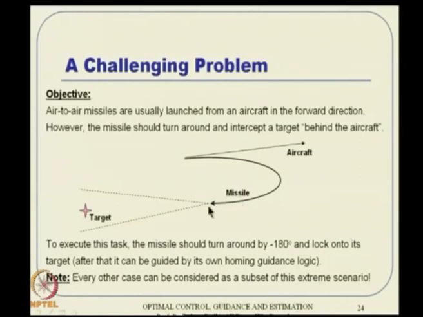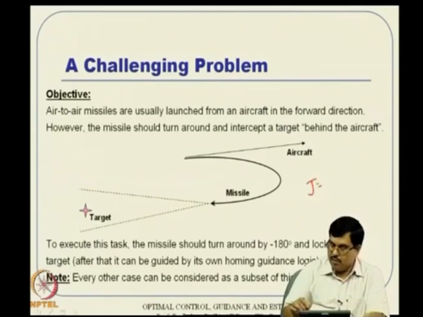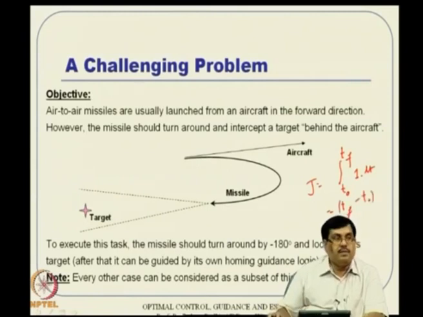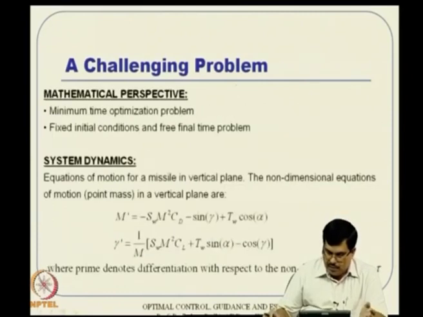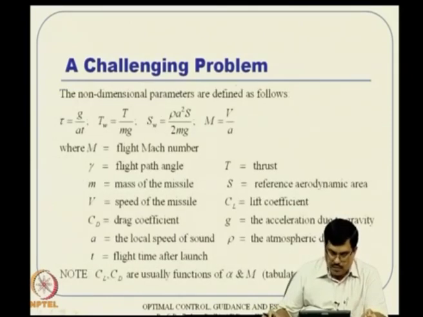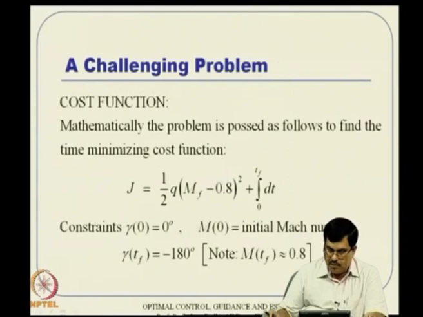And we have seen that the corresponding cost function is J equal to the integral from t0 to tF of 1 dt. So tF minus t0 will become like that. It is done in a slightly different, rather clever way, which we will see.